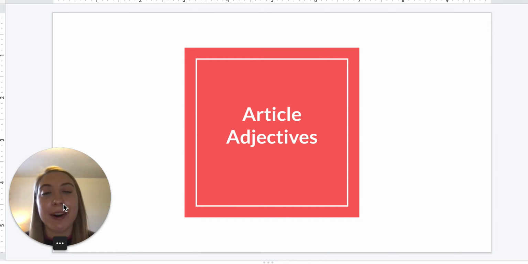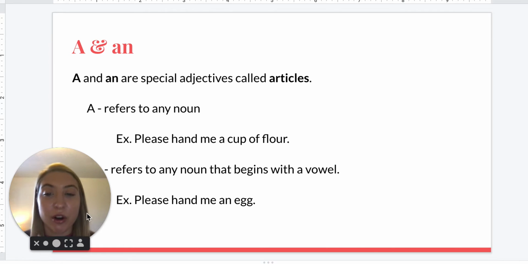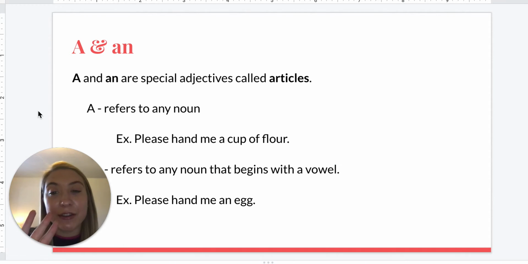We're going to talk about article adjectives today. So adjectives, they're just like the ones we learned before, but these are going to be special ones. They're called articles, and there's only 3 of them. But we're going to learn 2 today. We're going to learn about a and an today.